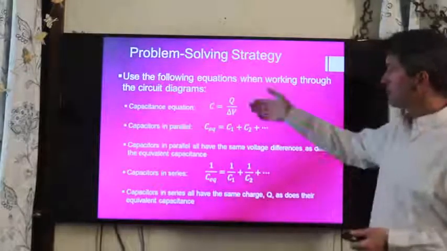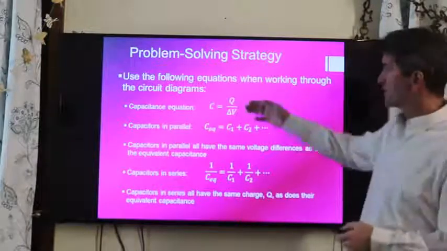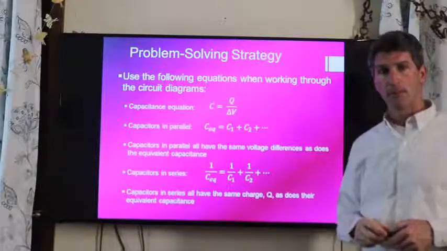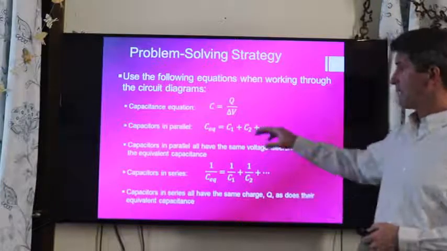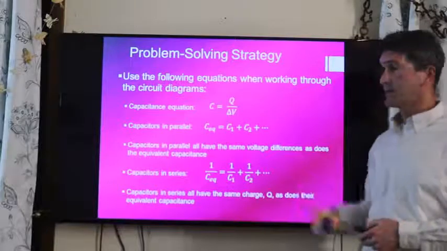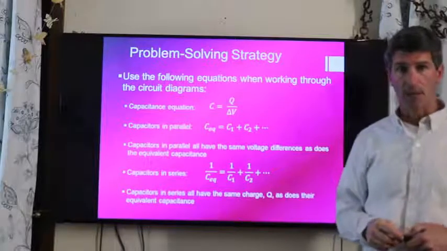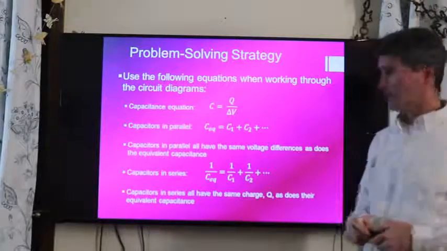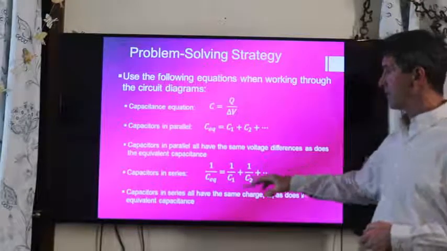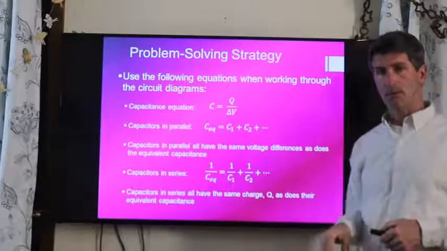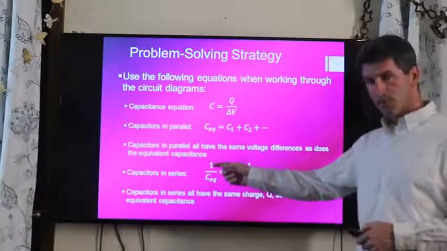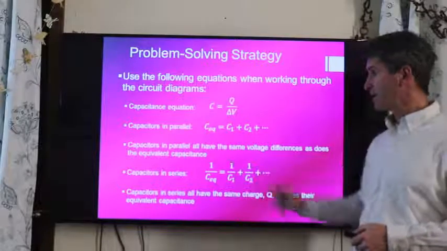So again, capacitance. Capacitance is the amount of charge stored for a given voltage. If capacitors are in parallel, we can simply take the sum of the individual capacitors and get the equivalent capacitance. If they're in series, we have to take the reciprocal, okay? The reciprocal of the equivalent is equal to the sum of the reciprocals.